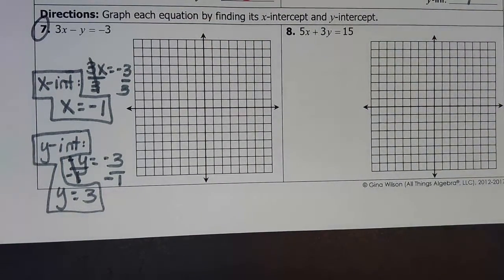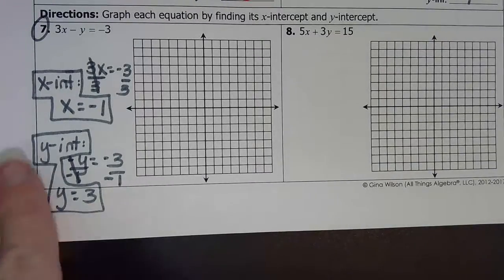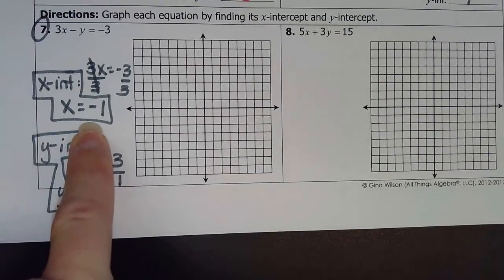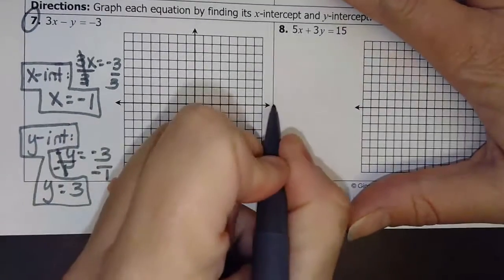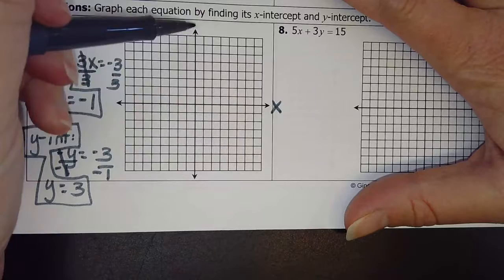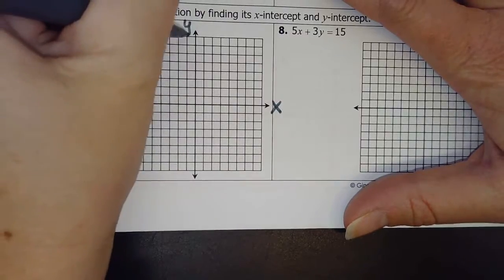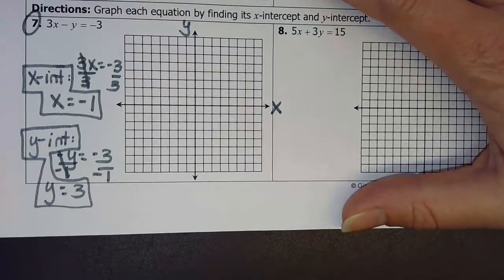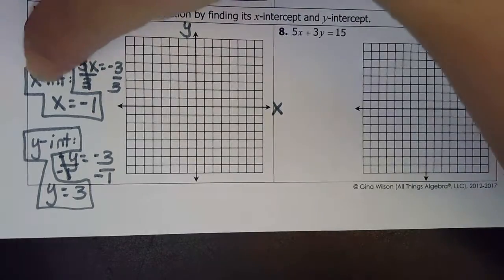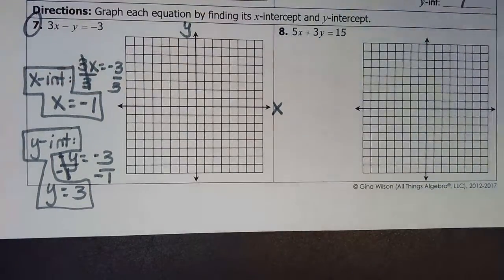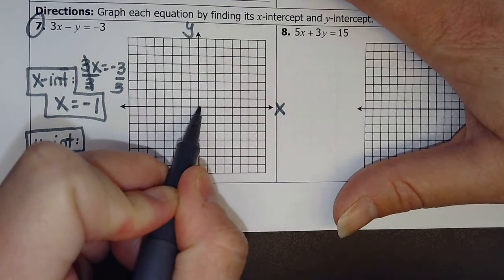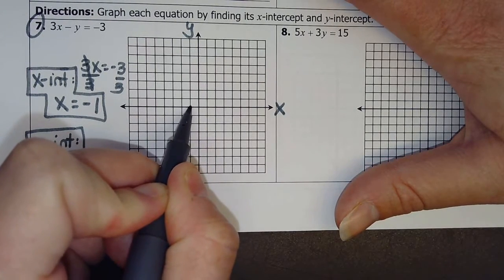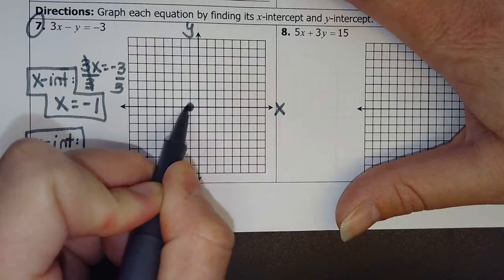The only thing we're going to add to it is now I want to show you how you would graph this. So the x-intercept is negative 1, the y-intercept is 3. Left and right is your x-axis, up and down is your y-axis. If you have an x-intercept of negative 1, that means you go to negative 1 on the x-axis. So here's 0, 0. Here's negative 1 on the x-axis, and you put a dot.